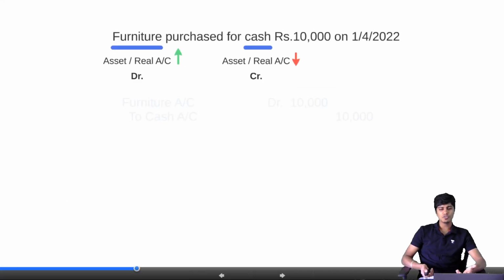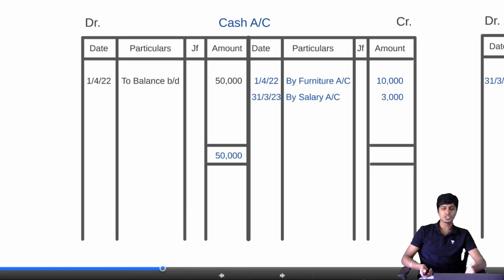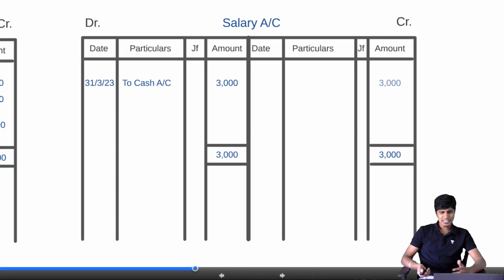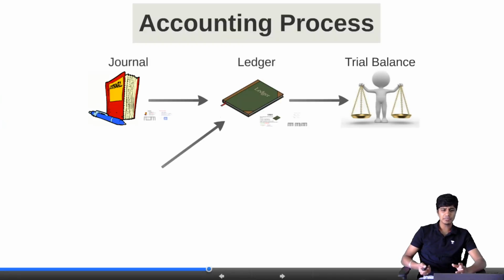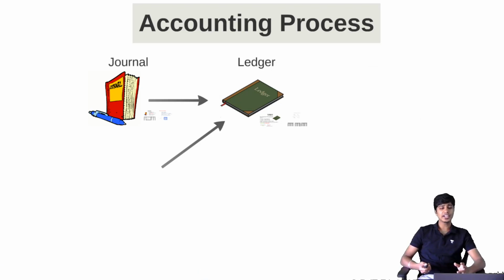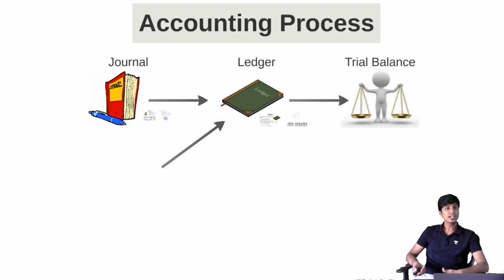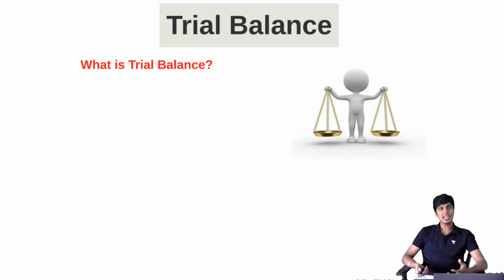I have shown a few entries and then told them how they get posted to the ledger. This is all in the regular class, which can be skipped at this stage. So what we did right now is we first did journals, then ledgers, then these will get posted to our trial balance.